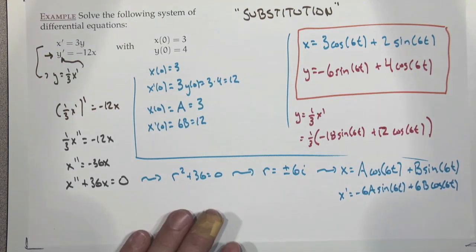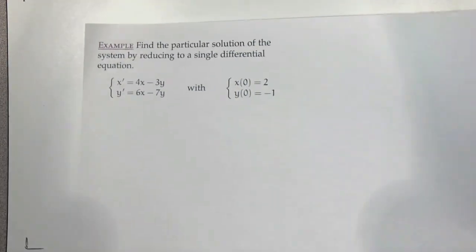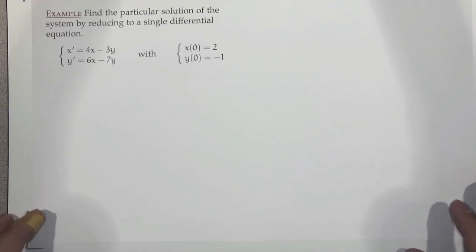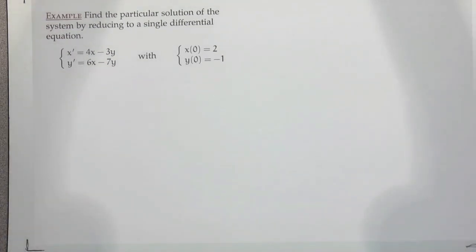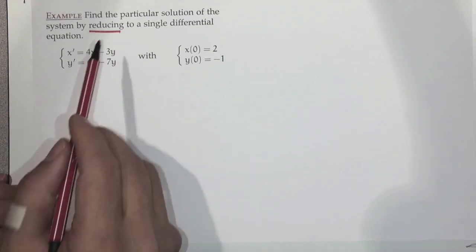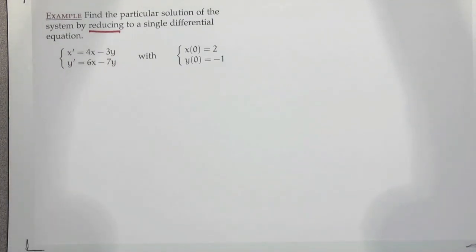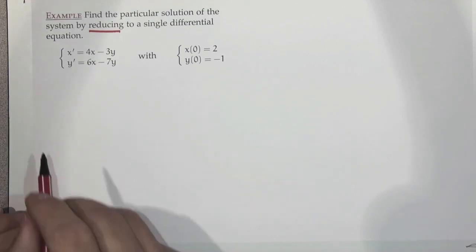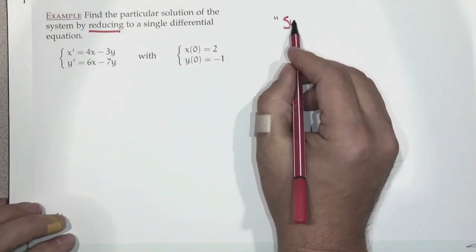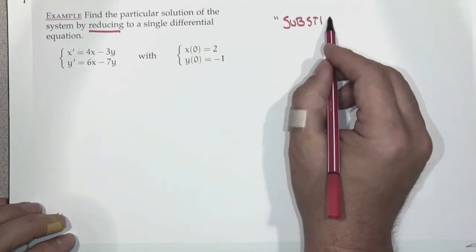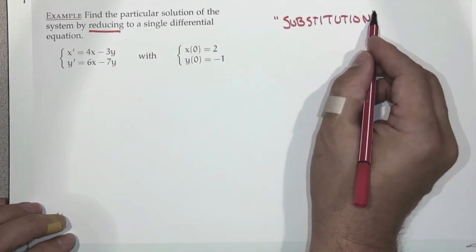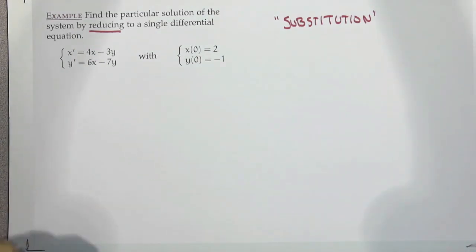All right, we have time to start another one. Find the particular solution of the system by reducing to a single differential equation. So what can we do? Well, it kind of tells us what to do. It says reduce. How could reduction work? One thing we can do is the same thing we just did, substitution. In this case, would you rather solve for x or for y?